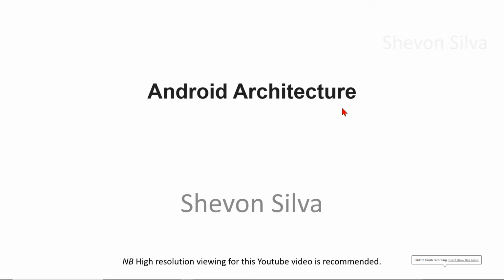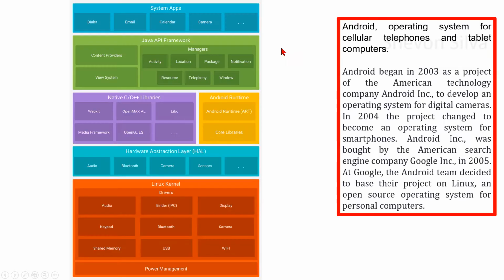Android architecture. Here is the architectural diagram of Android. Android operating system for cellular telephones and tablet computers.